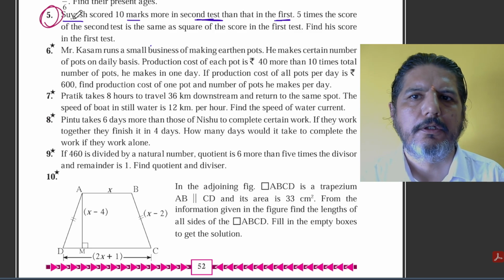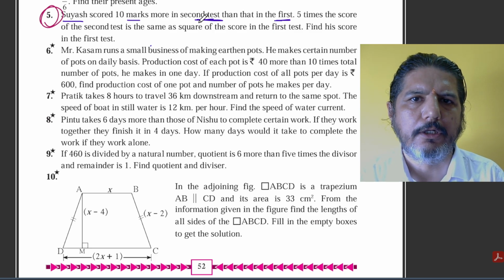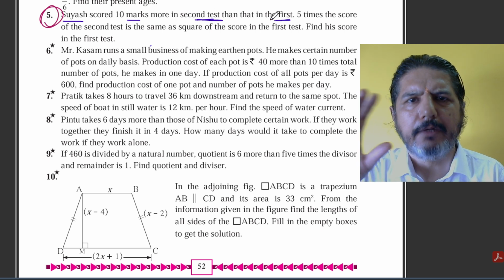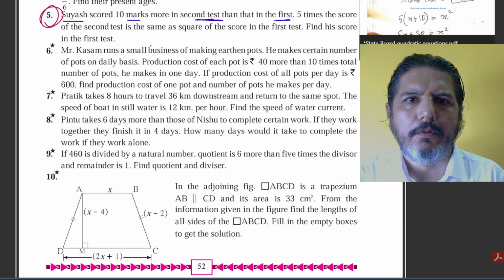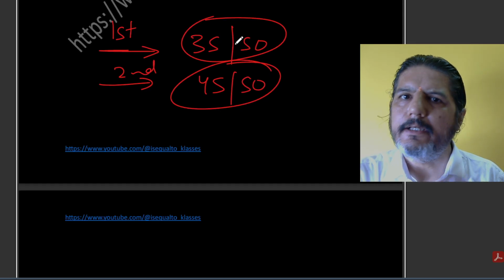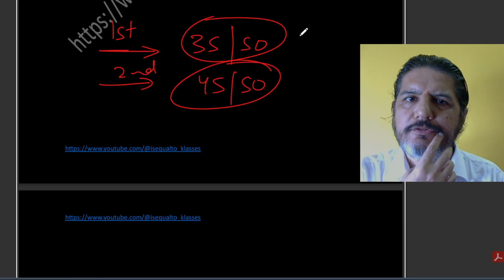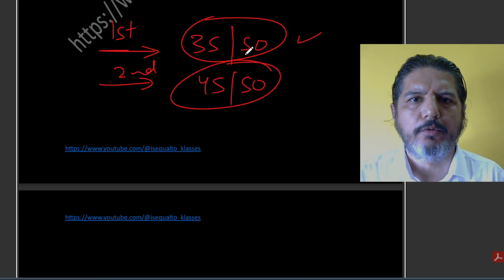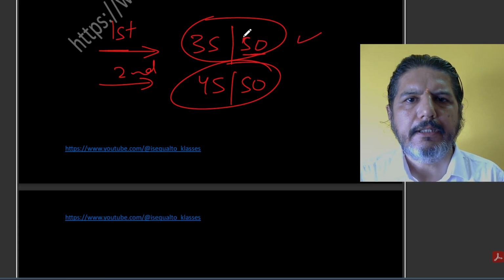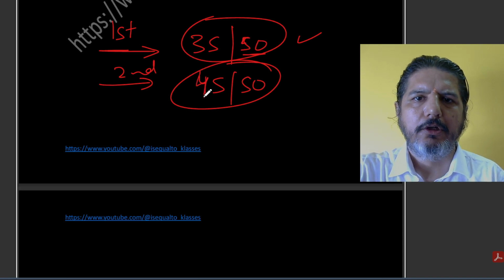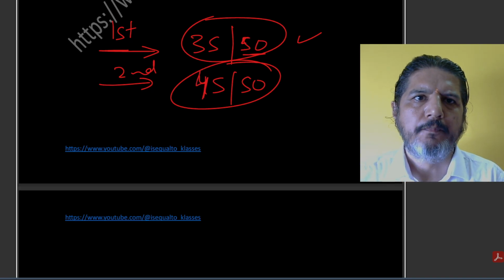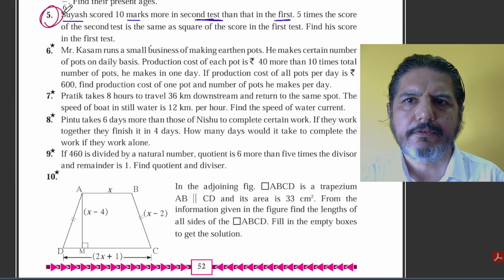So in this question, Suyash scored 10 marks more in second test than in the first. So let's first focus on this line, then we will go ahead. So the meaning of this line is that let us say in the first test he had scored 35 marks out of a total of 50. Then in the second test, he has scored 10 marks more, so that he has scored 45 marks now. So this is the meaning of the first line.